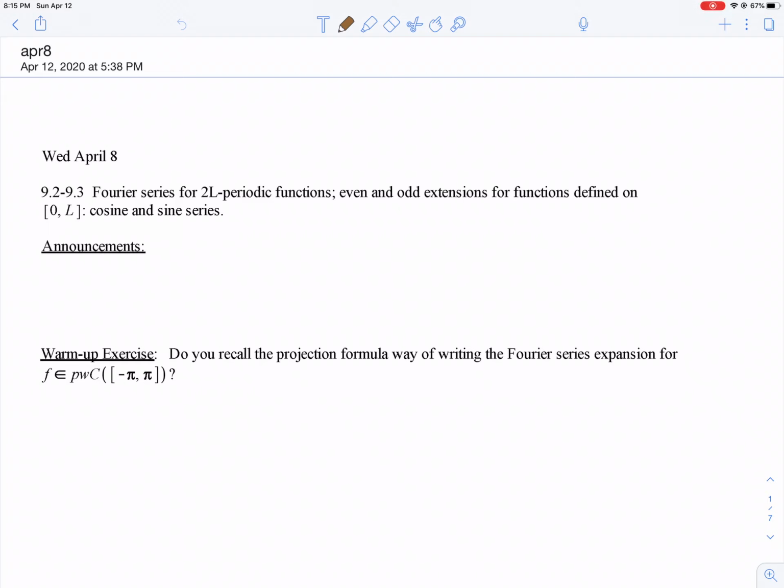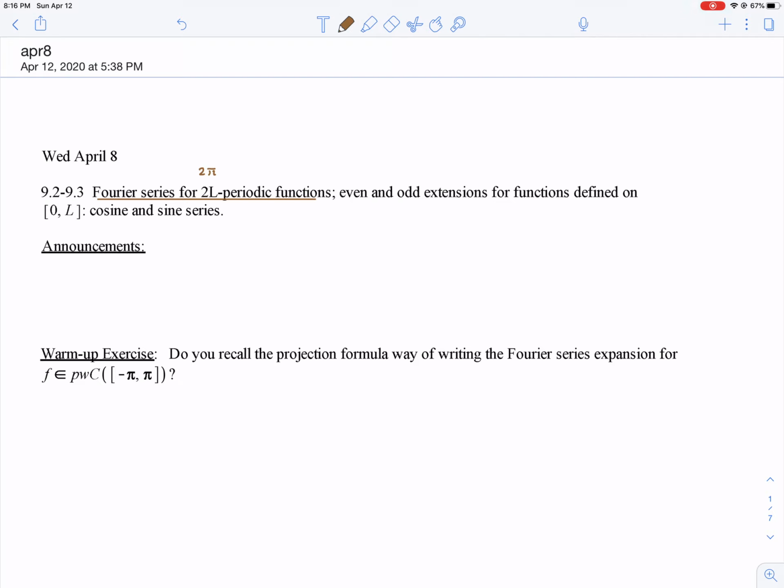Welcome back. In this lecture, we're going to talk about two topics. The first one is we'll consider Fourier series for functions whose period is not necessarily 2 pi. And we'll call the period 2L for reasons which will become clear later in the course. But it's an analogy to using 2 pi for the original length of the intervals.